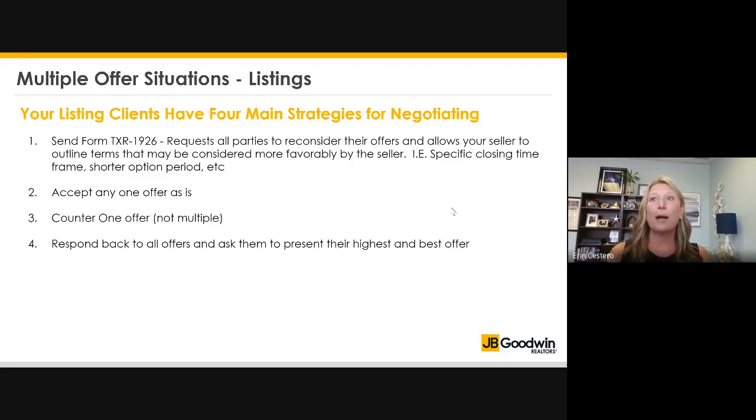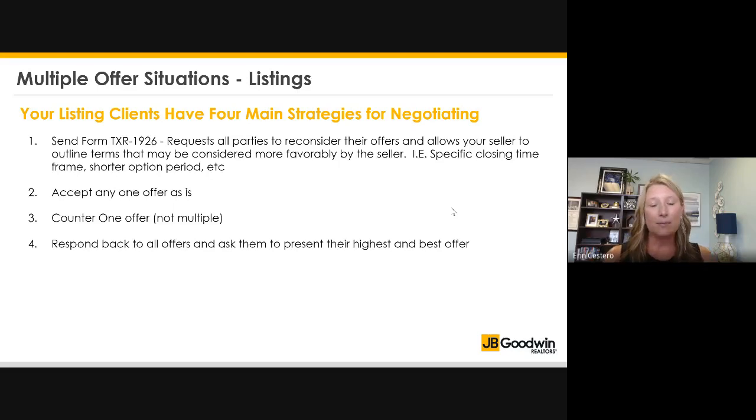We have four main strategies. A, we can send a specific Texas Association of Realtors form that goes back to all parties and says your offer would be looked at more favorably if you included the following terms. Or we can accept any one offer as is. We can counter one offer but not multiple, remember. Or of course we can respond back to all offers and ask them to present their highest and best.